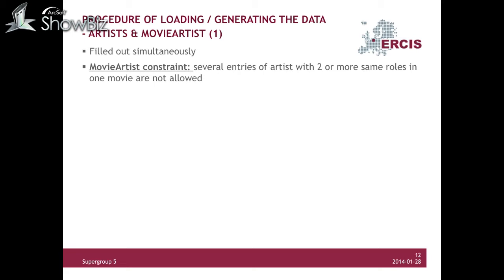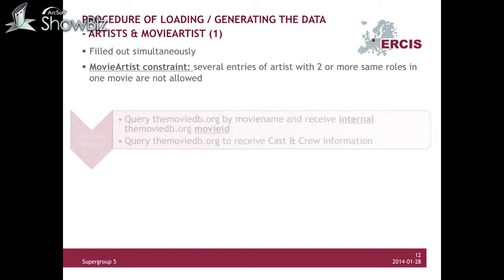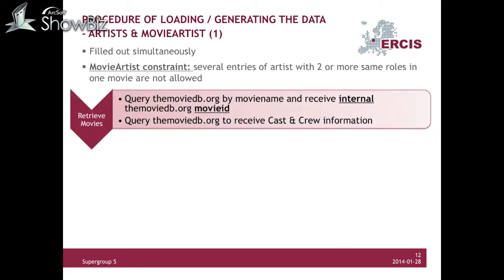That included querying our source by movie name to receive the source's internal movie ID, as well as querying the cast and crew information. We need the internal MovieDB movie ID because the method that returns the information about the movie crew receives the movie ID as a parameter.